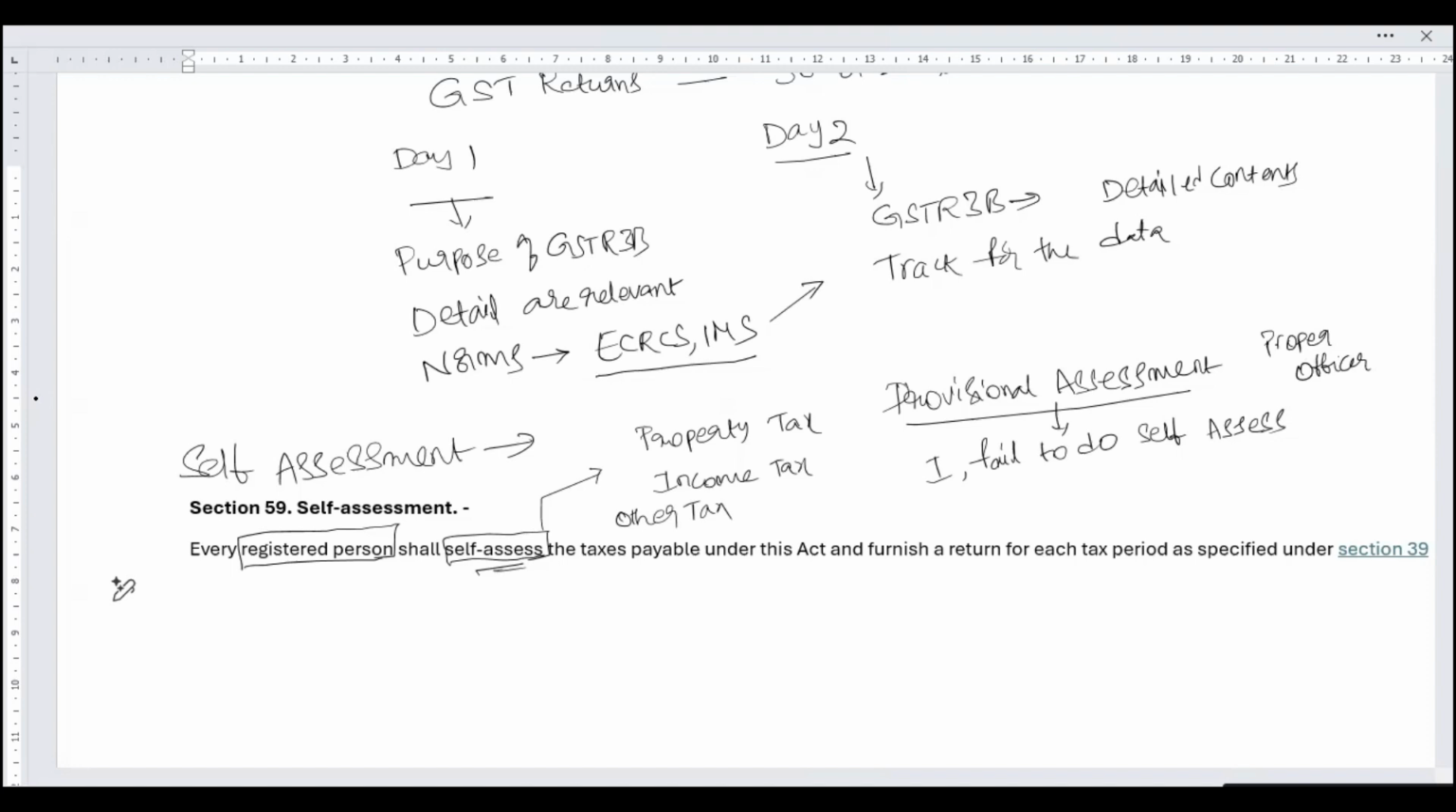Now, what is it they say? Every registered person shall self-assess taxes payable. They say taxes payable under this Act, that is Central GST, and furnish a return for each tax period as specified. Now, they say each tax period. When I say tax period, this could be a month, as specified under section 39. Now, this is what is important for us to learn.